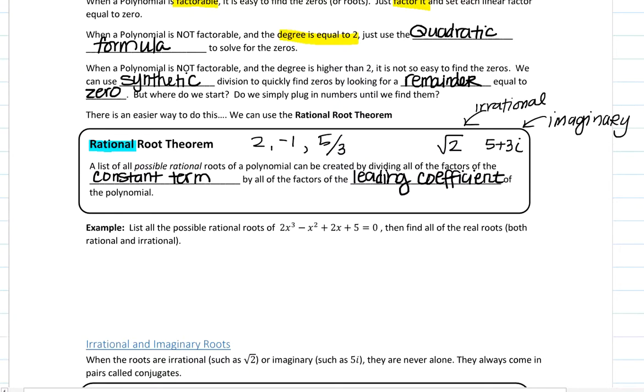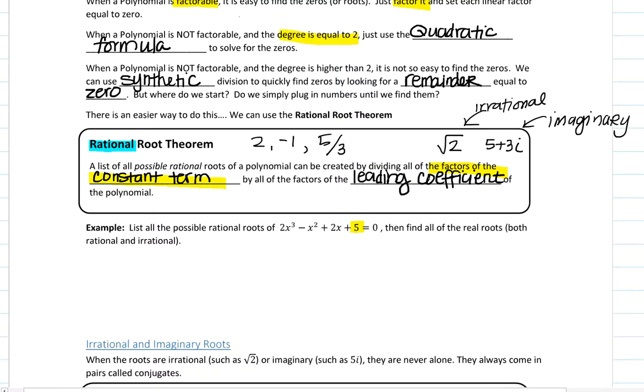Okay, so let's take a look at an example. List all the possible rational roots of 2x to the third minus x squared plus 2x plus 5 is equal to 0. Then find all the real roots. We're going to find both rational and irrational; irrational are still real. So the first thing you want to do is find the constant term. The constant term is 5, and we need to find all of the possible factors of the constant term.